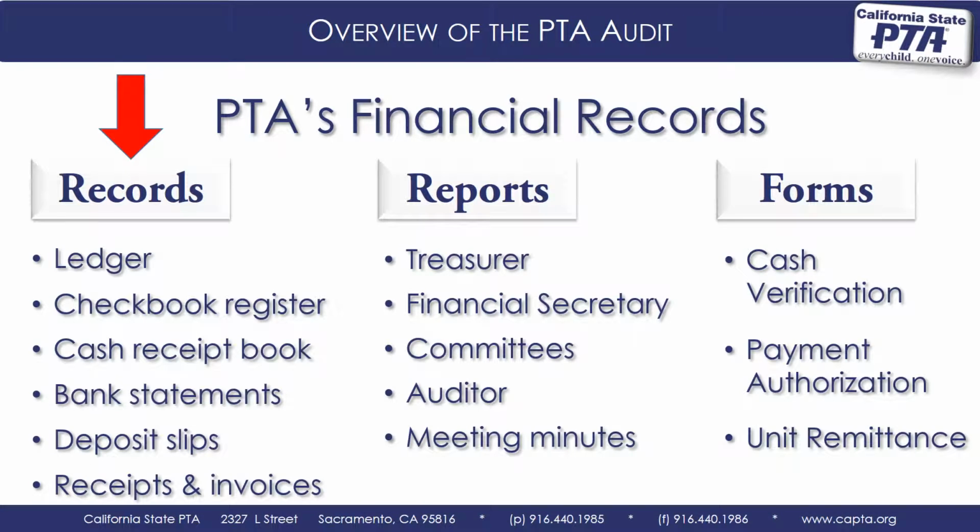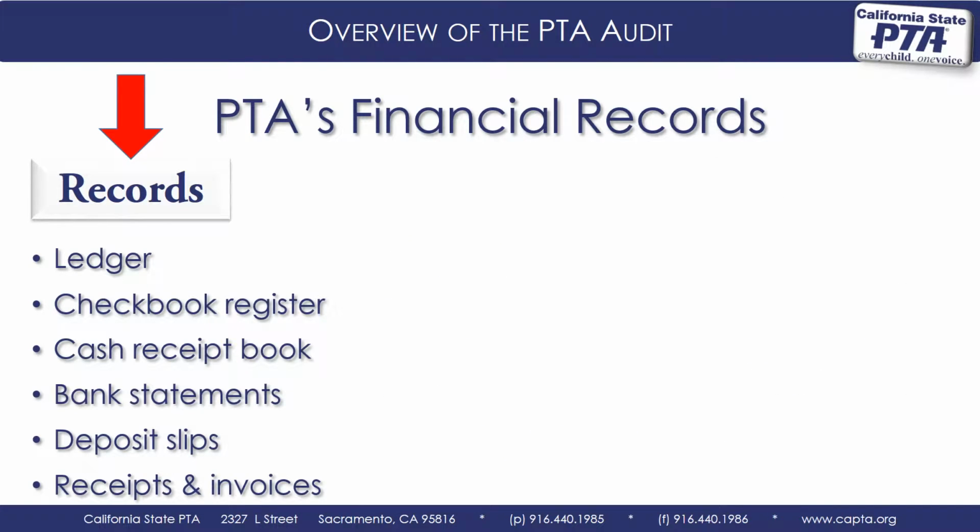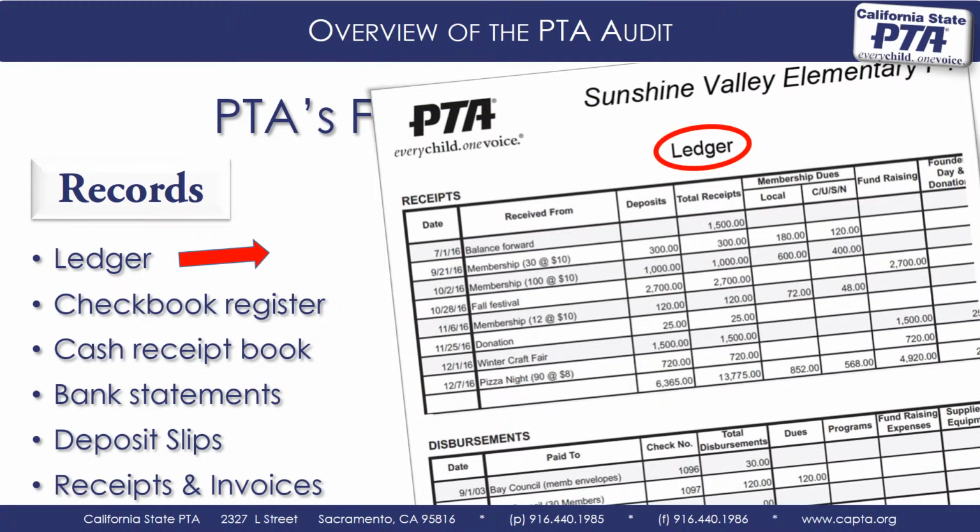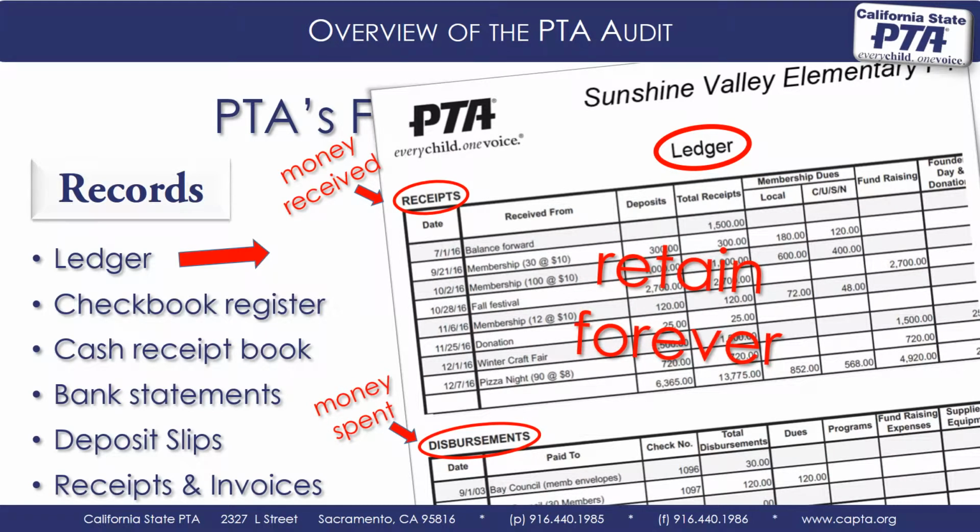PTA financial records include financial records, financial reports, and financial forms. The PTA Executive Board and the auditor should be familiar with each of these records. The ledger is the principal book for recording financial transactions. The ledger is used to track all receipts and disbursements. It's a permanent record that must be retained forever.